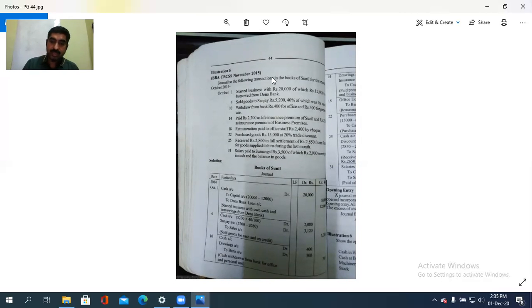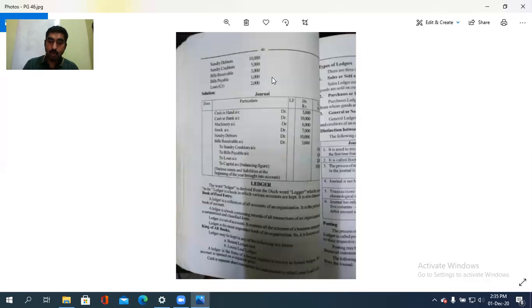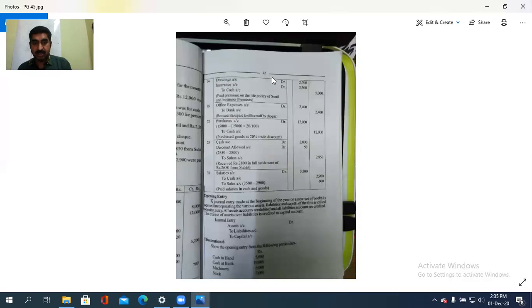And today, next we are going to see the opening entry. What is an opening entry? If you have any doubts, feel free to share with me through the personal messages or the personal WhatsApp or the personal call itself. So keep it in mind, you can call in that way and clear your doubts.